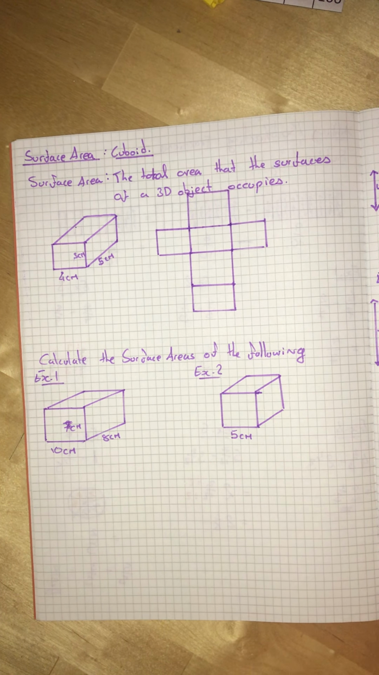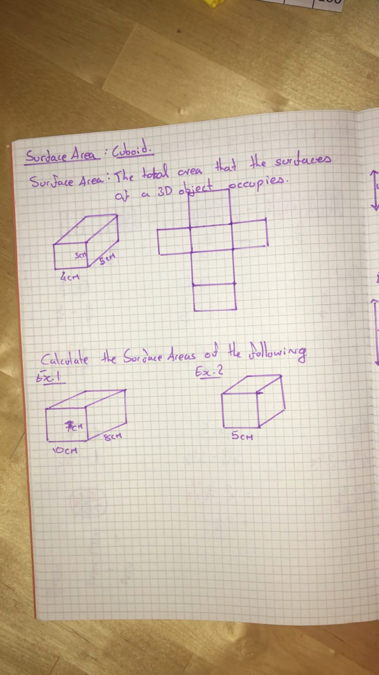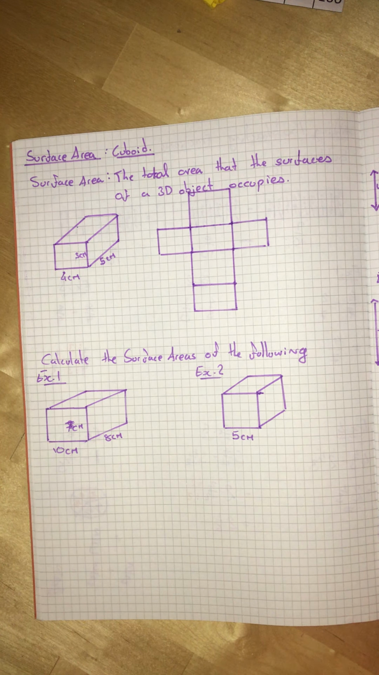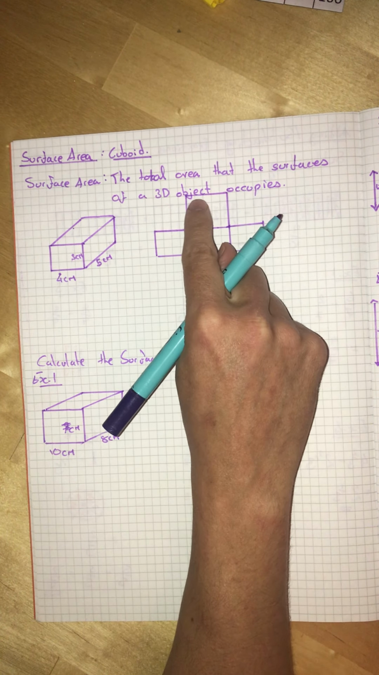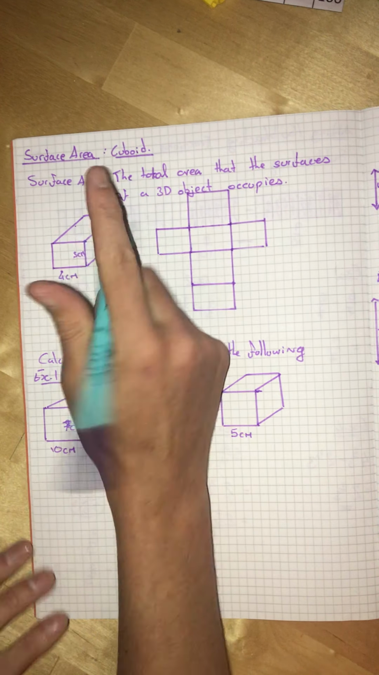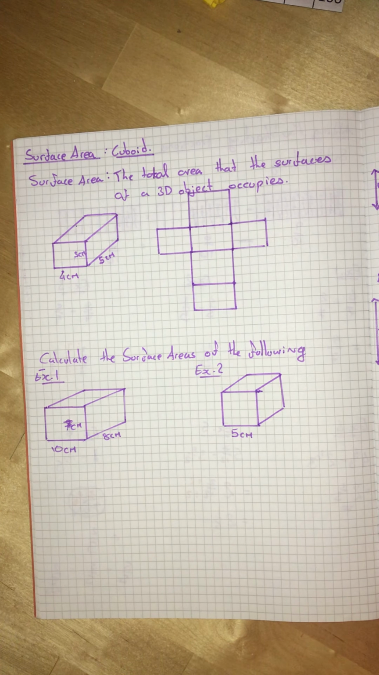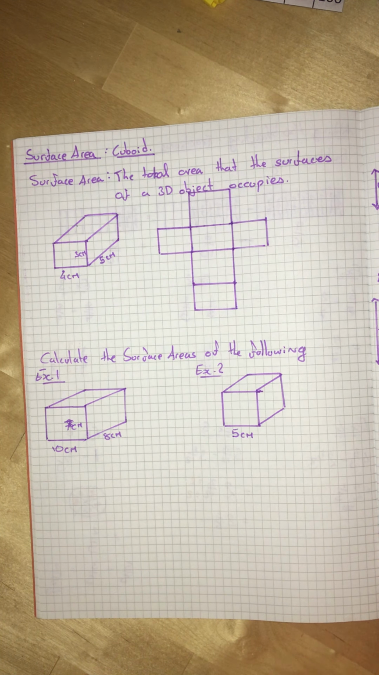Hi. So in this video, we're going to talk about how to calculate the surface area of a 3D object, specifically the cuboid. So the surface area is the total area that the surfaces of a 3D object occupies. So it's if you find the area of each of the panels that make up the 3D object and then you add them up together.